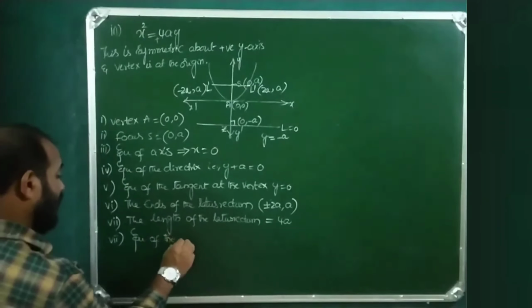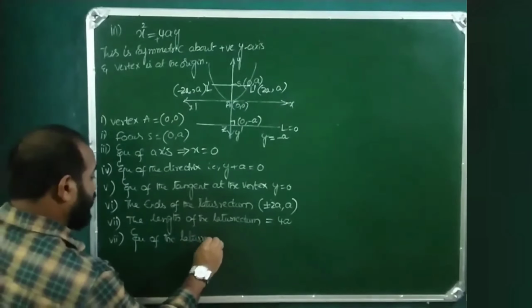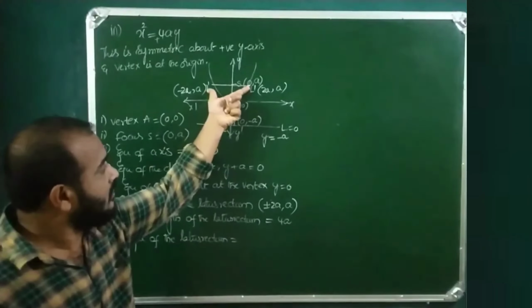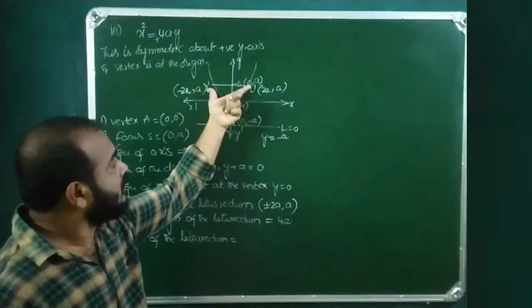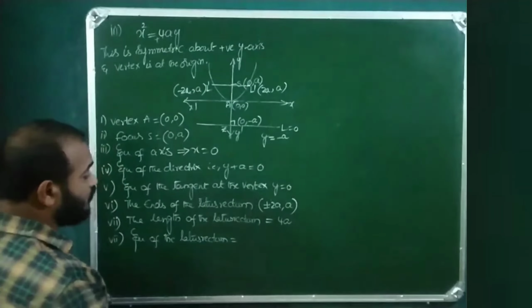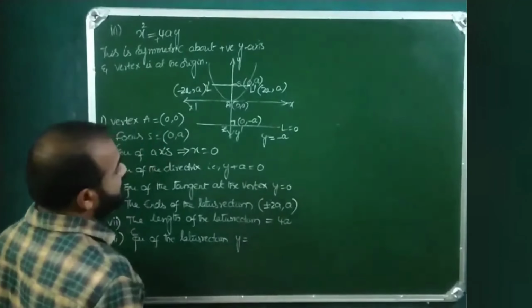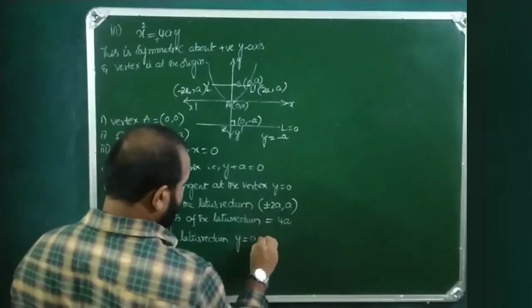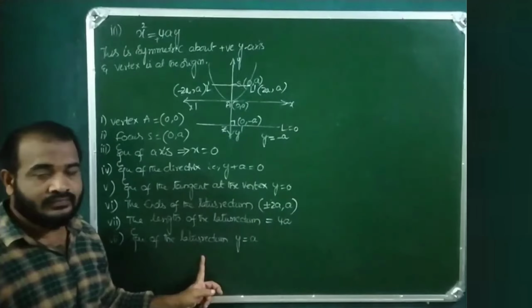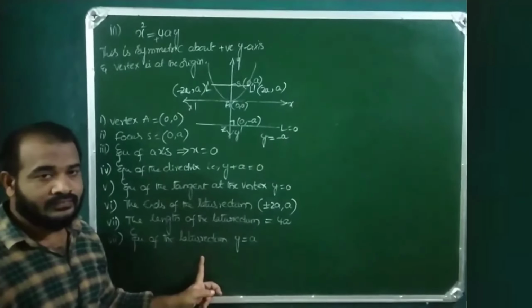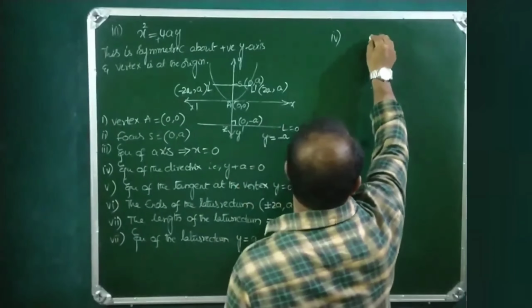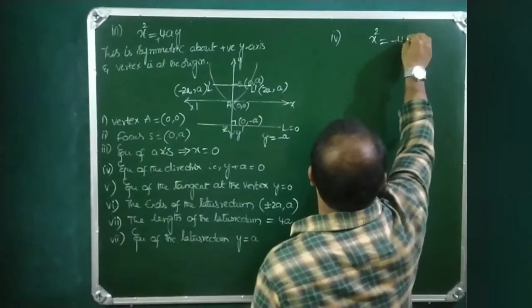What is the equation of the latus rectum? This line is parallel to the x-axis. Any line which is parallel to the x-axis is of the form y equals to something. So y is equal to a. Earlier it was x equals to a.